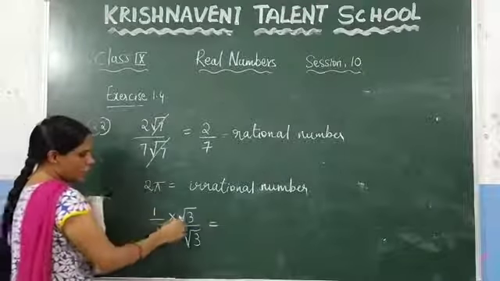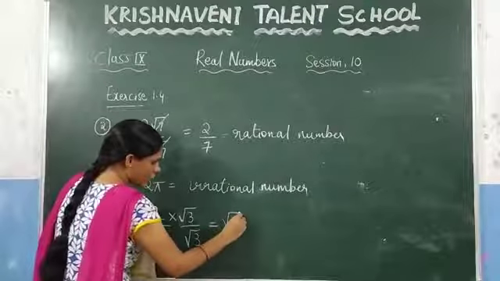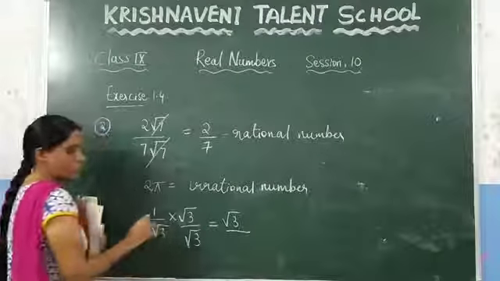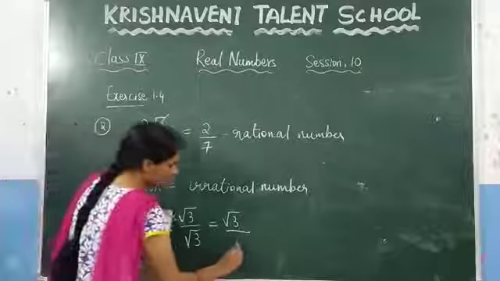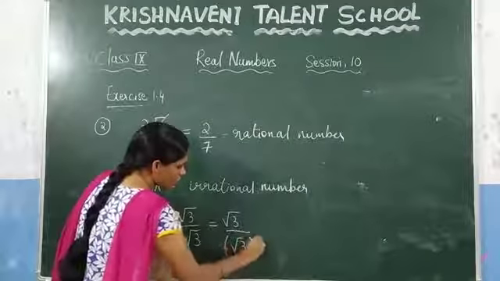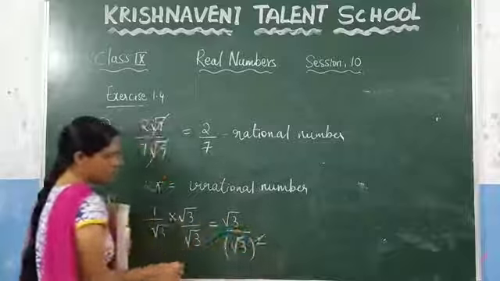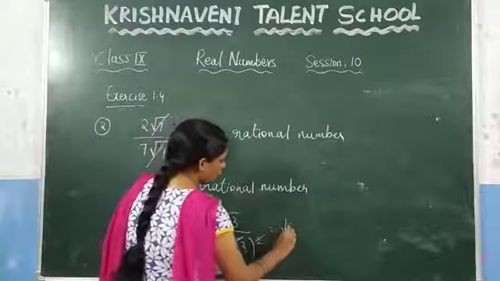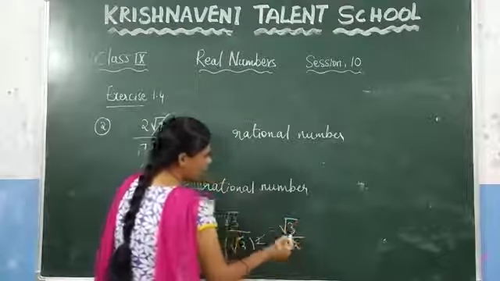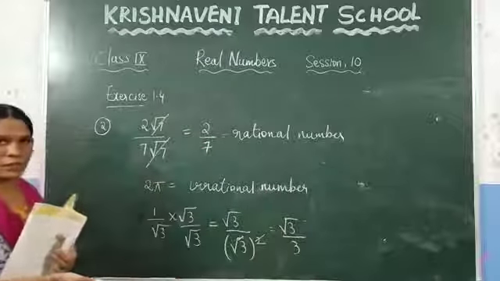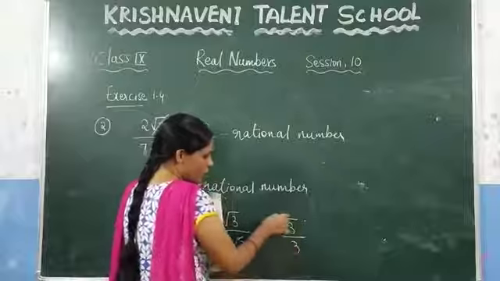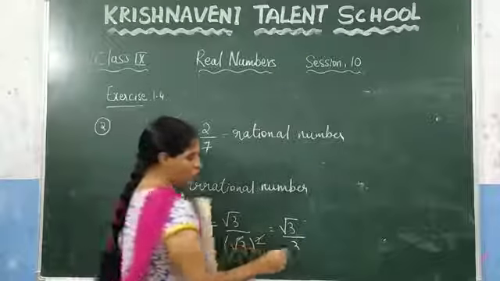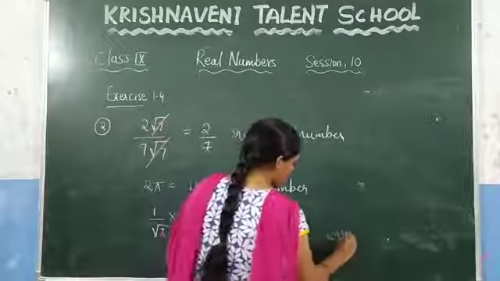And here what is the value of 1 into root 3, which is root 3? Here root 3 into root 3. How many times are we multiplying root 3? 2 times. So write it here, root 3 whole square. Again this square and this root will get cancelled. You will get root 3 by 3. Now you can divide it since the denominator is a rational number. But here you know that if one is rational and the other is irrational, the result will always be an irrational number.